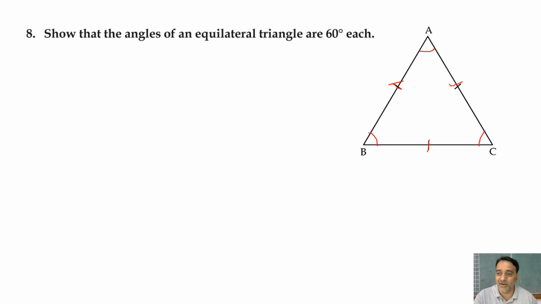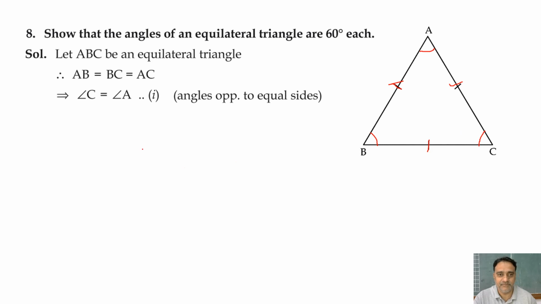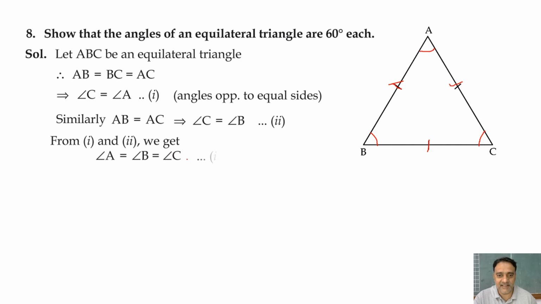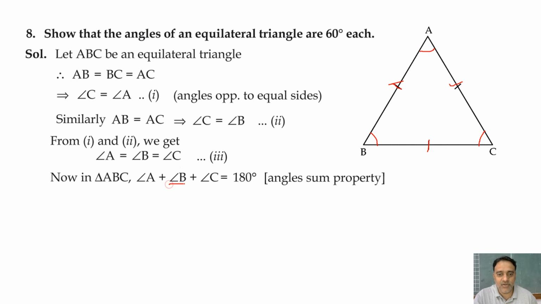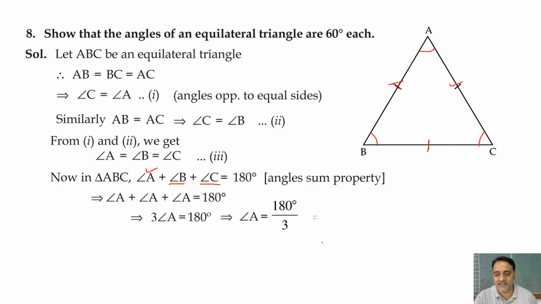So that means all three angles are equal. So we'll take the sum of all these three angles. What is the sum of all these three angles? 180. Right, 180 degrees. In place of angle B and angle C, we are going to write angle A. Okay, so 3 times angle A will be equal to 180 degrees. So what is the value of angle A? 60 degrees. 180 upon 3, that is 60 degrees.